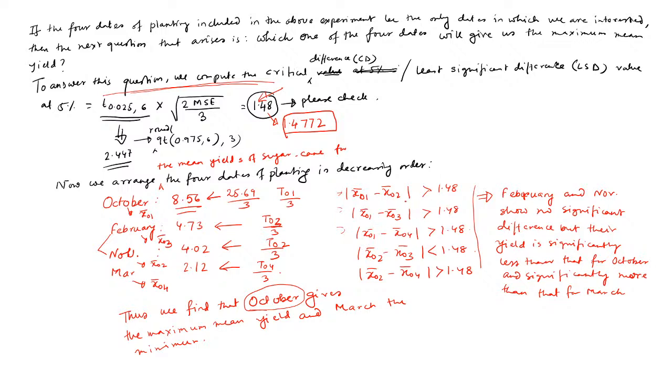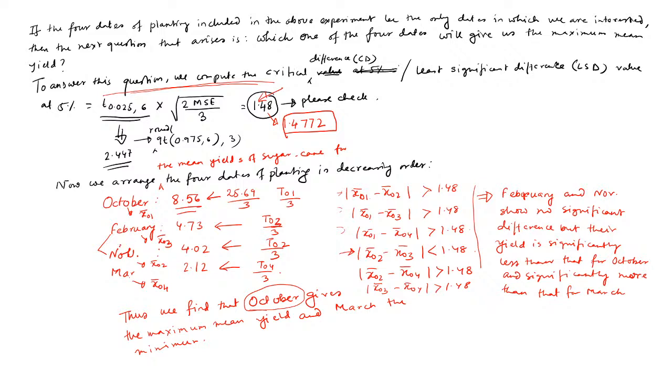From here you see that October is significantly different from February, November and March, because x1 bar minus x2 bar is greater than 1.48, x01 bar minus x03 bar greater than 1.48, x01 bar minus x04 bar greater than 1.48. But February and November is insignificant because of this. But February is again significantly different from March. And I forgot to mention one thing here, that is x02 bar minus x04 bar, which is again greater than 1.48.